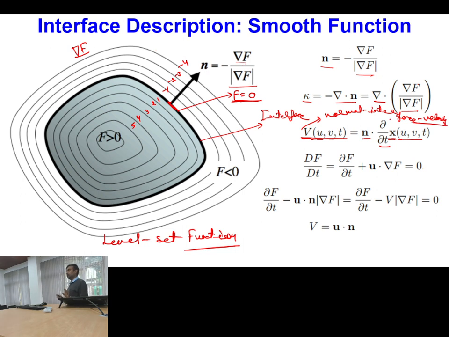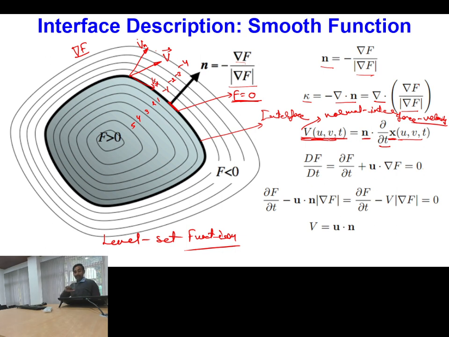Is this one clear? This will be giving me the normal interface velocity. Okay. Are all clear with this point? See, at the interface your velocity vector can be in any direction. Say if this is the velocity vector, then it will have two components. One component is in this direction, which is Vn, and one component can be in the tangential direction, which is Vt.